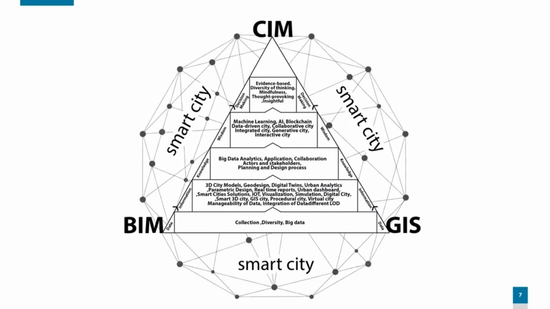This diagram illustrates the relationship between city information modeling (CIM), building information modeling (BIM), and geographic information systems (GIS) in the context of smart cities. CIM integrates data from BIM and GIS to create a comprehensive digital representation of urban environments. This interconnected system allows for better urban planning and decision-making. The pyramid showcases how these technologies come together to support smart city development through evidence-based, data-driven processes.